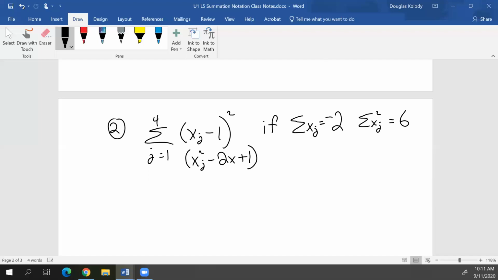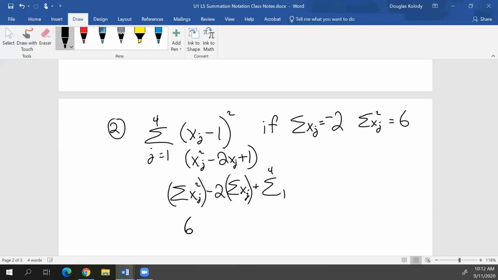All right, so we're going to take this piece right here and we're going to distribute it. So it's going to be the sum of x squared sub j minus 2 times the sum of x sub j plus the sum going up to 4 of 1. What did I do? I FOILed and then I distributed. Rule number 5 there. So I know what the sum of x squared sub j is. That's 6. I know what the sum of x sub j is. That's -2. So let's plug in and go.